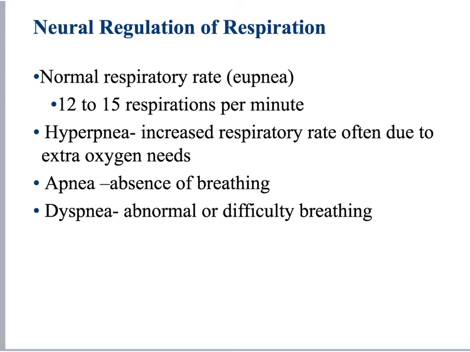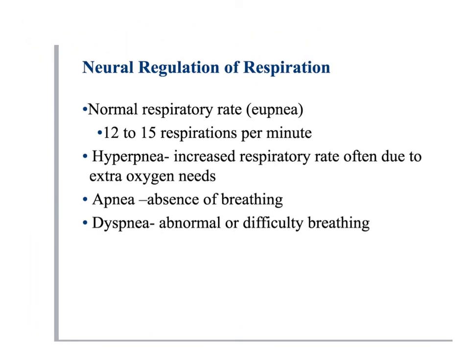Okay? So like I said, your normal respiratory rate is about 12 to 15 respirations per minute, and this is normal respiration, eupnea. That's normal breathing. Any dysfunction from that is a disruption, and so we can breathe faster or increased. Hyperpnea is increased respiratory rate, often due to extra oxygen needs, such as when you are exercising. It could be deeper breaths, and also could be faster.